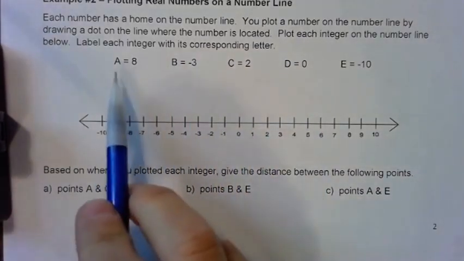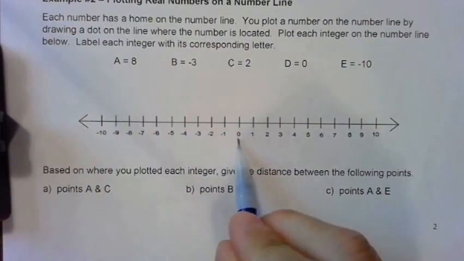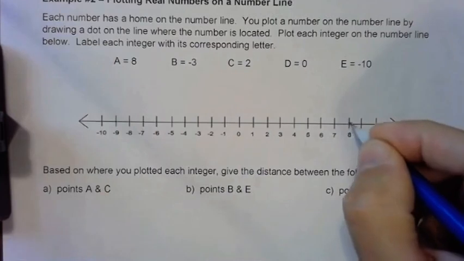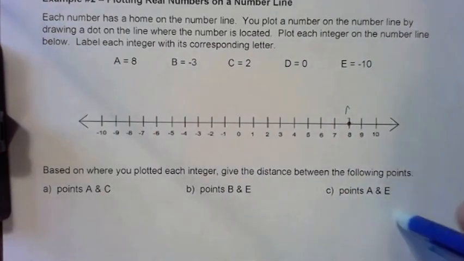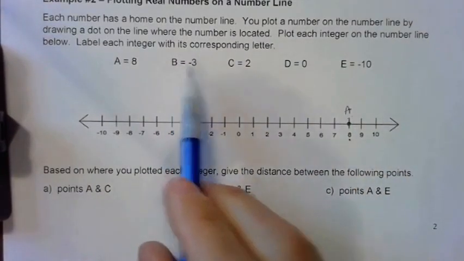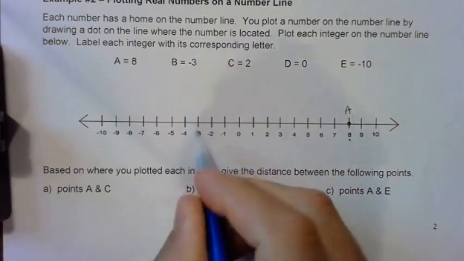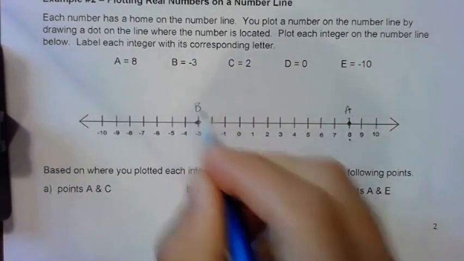All right, so the first one, A, is equal to 8. 8 is going to be 8 units to the right of 0 on our number line, which is right here. So we put a dot on the number line, and we'll label it as A. Letter B is -3. -3 is 3 units to the left of 0 on the number line. So here's where our dot will go, and we'll label it B.